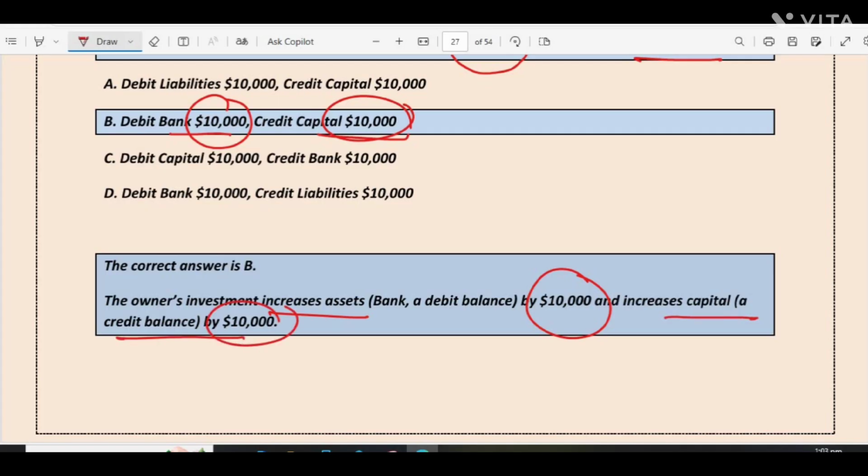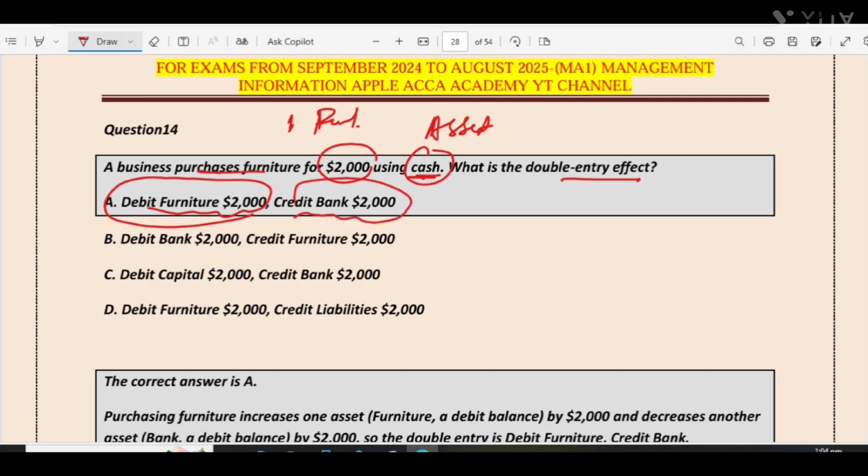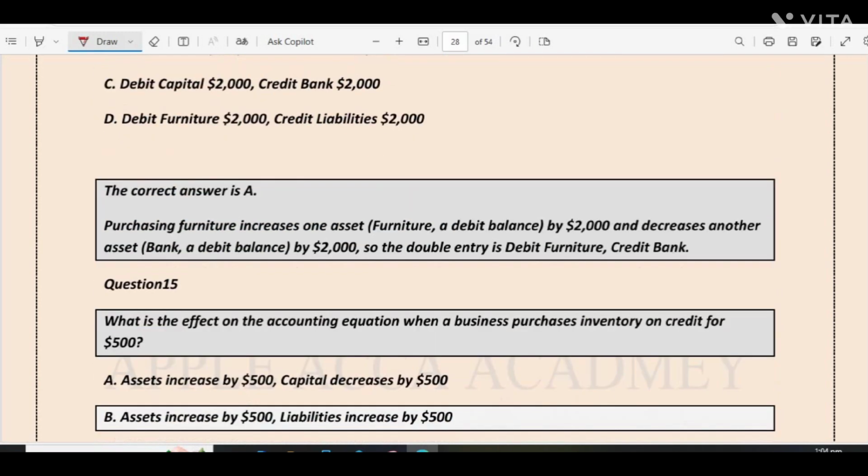Okay, here. Now, a business purchases furniture of this amount using cash. What is the double entry effect? When you are spending money on purchasing something using cash, you are reducing the cash, but you are getting an asset that increases your furniture. So debit furniture by this amount, and credit bank or cash by this amount, right? Purchasing furniture increases one asset, furniture, and you're spending money, so that decreases your bank balance by this amount.